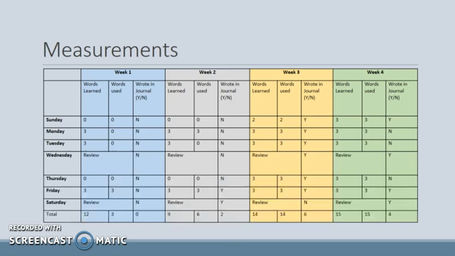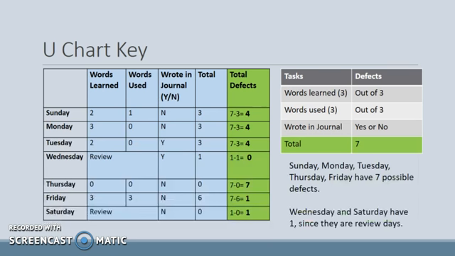So this is a check sheet for my measure phase, and I used a similar one for my Analyze and Improve phase. So this is a U-chart key. So Sunday through Tuesday and Thursday and Friday, I had 7 goals for each of those days.